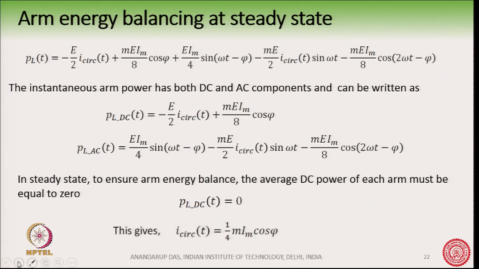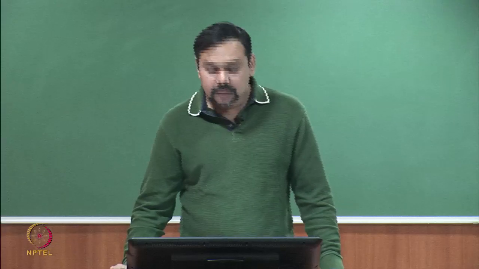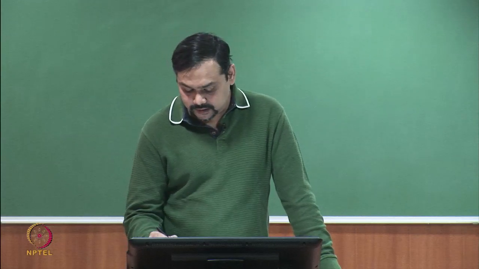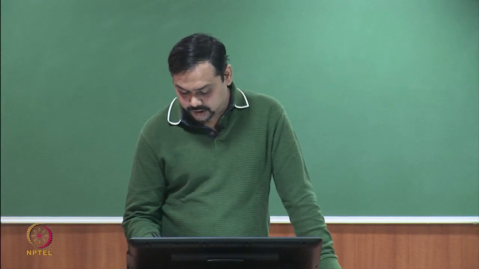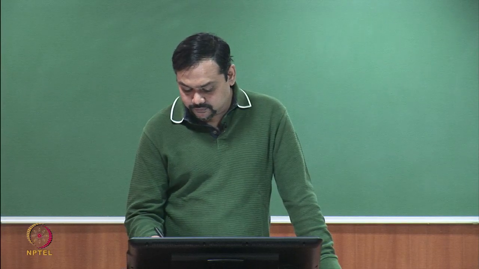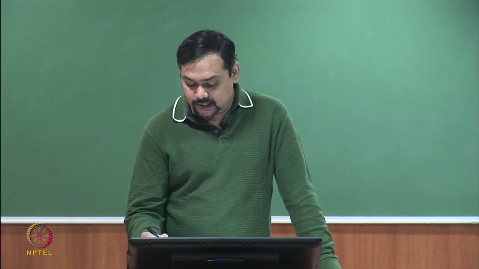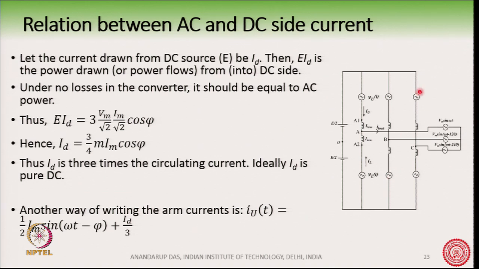I want to just highlight the sum of the DC component; this is the DC component of the circulating current. So, there is one current flowing through the A phase, one through the B phase and one through the C phase. The sum of these 3 DC currents is the current which is drawn from the DC bus. Suppose this current we denote by I D.